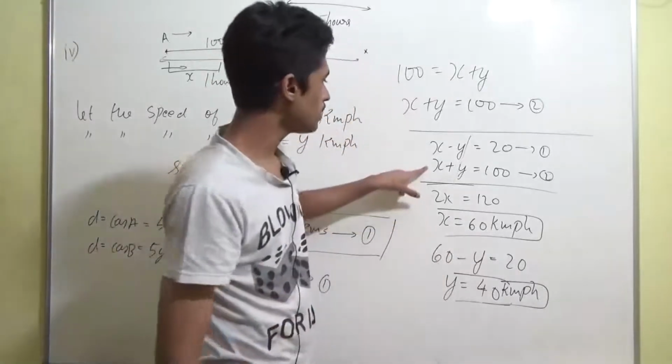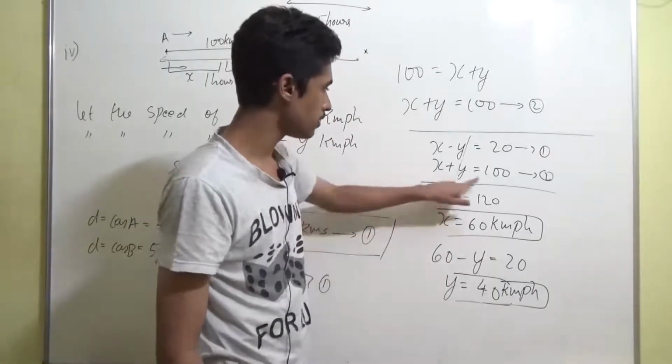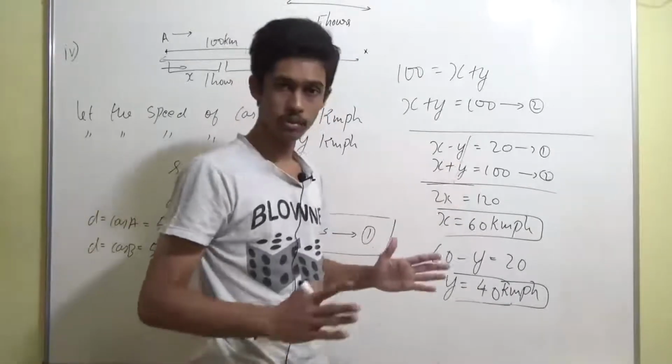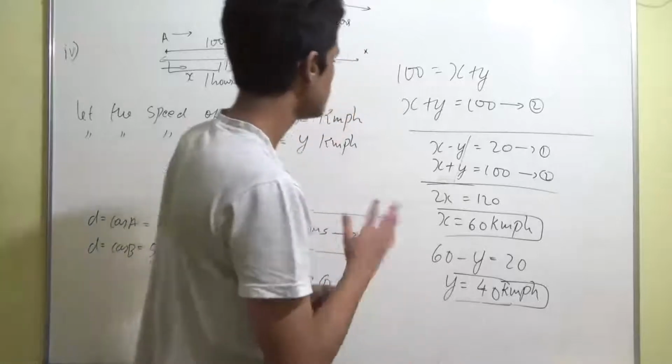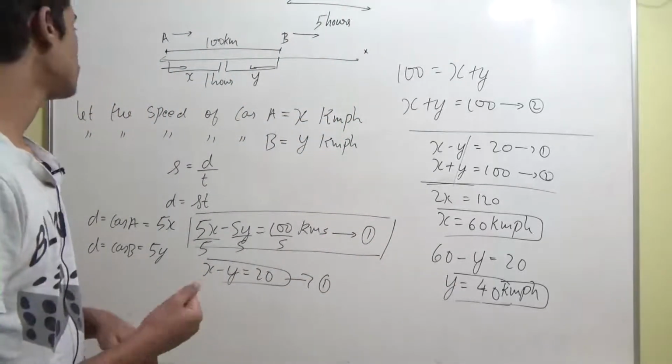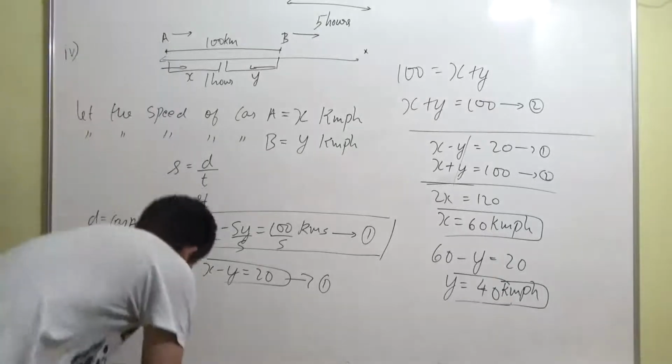So x plus y is equal to 100. So 60 plus 40 is equal to 100. Equation 2 verified. 60 minus 40 equal to 20. Equation 1 is also verified. As simple as that, guys. So done. That's it. Over. Fourth sub question is over. Now I'll move aside. You can take the screenshot, guys.